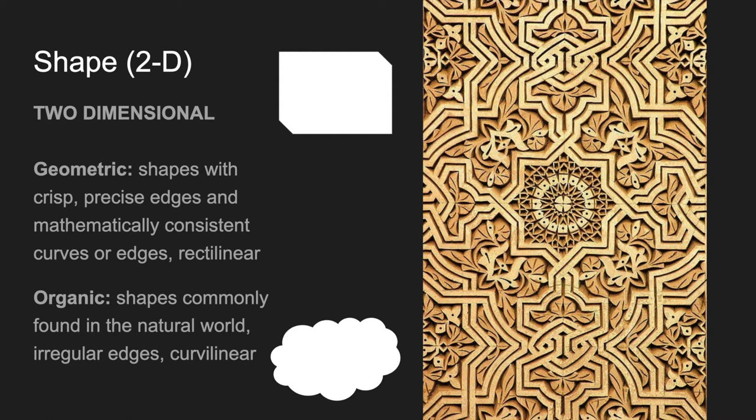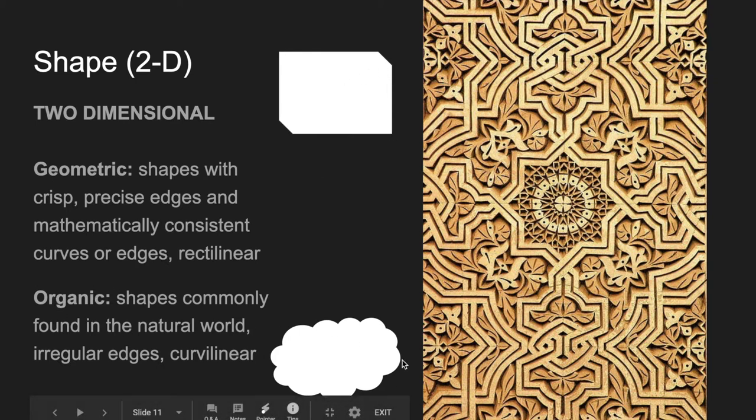So let's get into shape. Shape is 2D. Shapes are primarily geometric or organic. Geometric shapes have crisp, precise edges and mathematically consistent curves or edges and are oftentimes rectilinear. So here's my geometric shape. The sides are equal, predictable, and has sharp corners here.